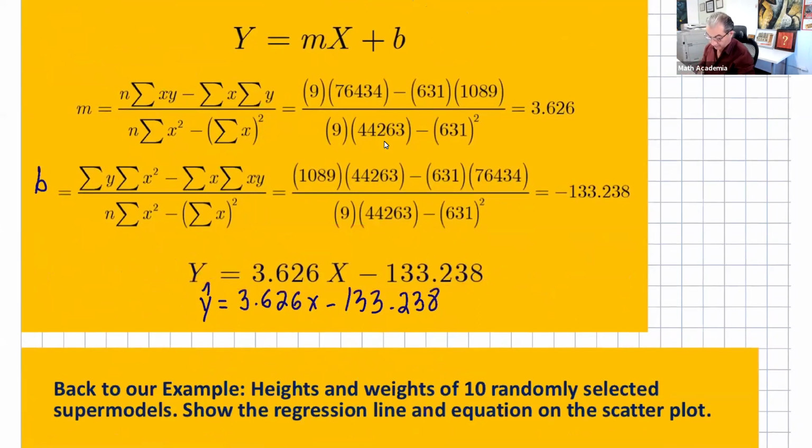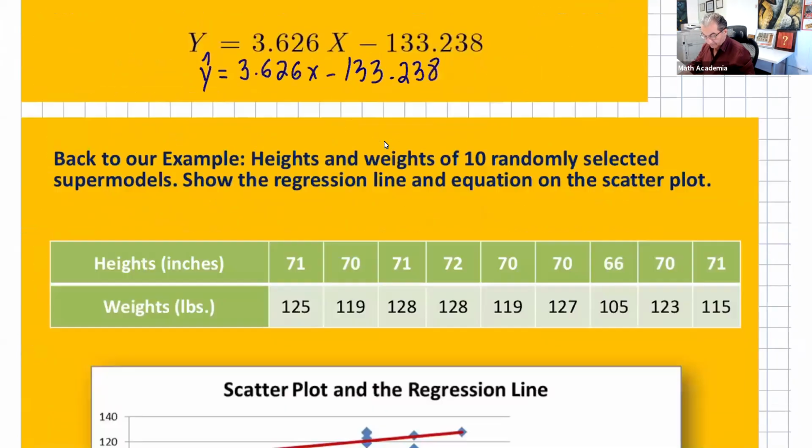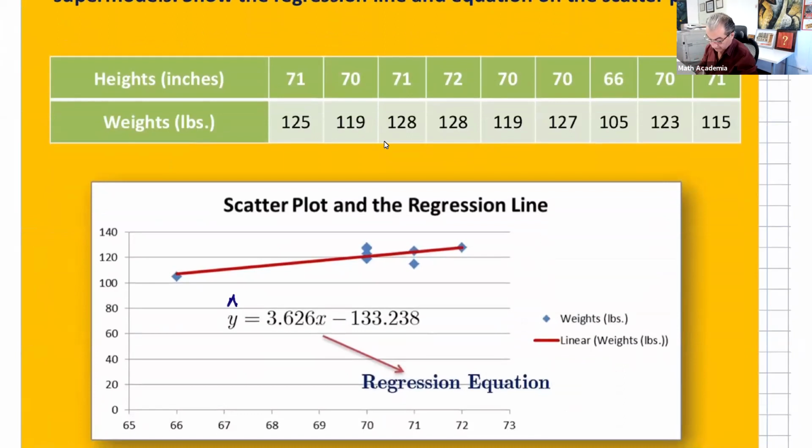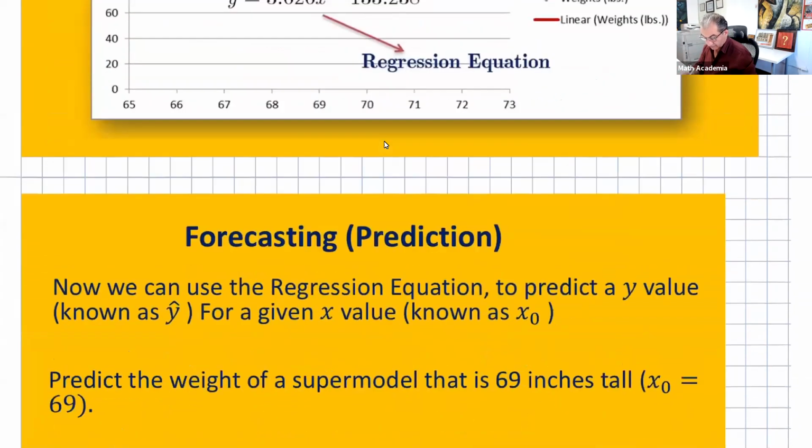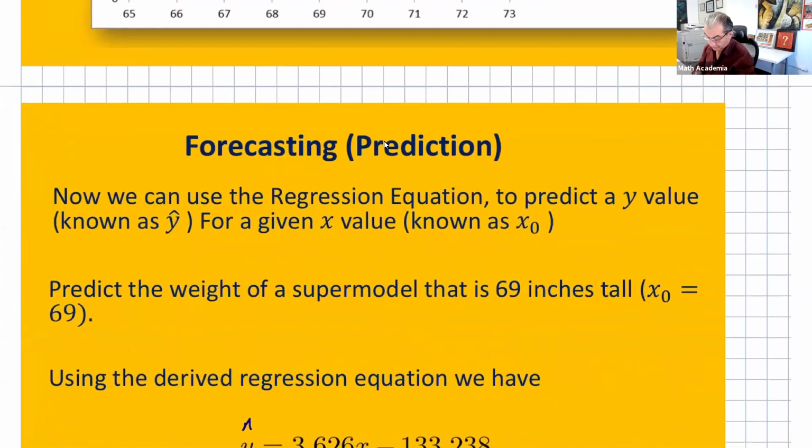For our study, we can call that's for the sample. So y hat equals 3.626x minus 133.238. Now this is the equation of this line. So you know that you can have a best fitted line next to these points. So what's good about that? You can predict. So forecasting or prediction.